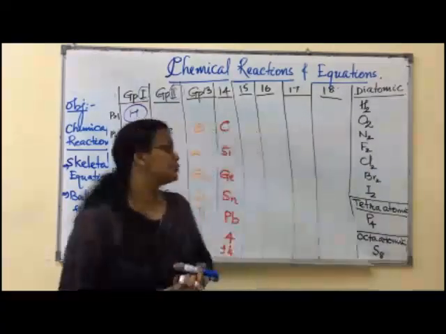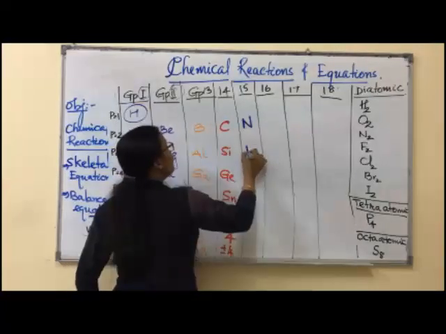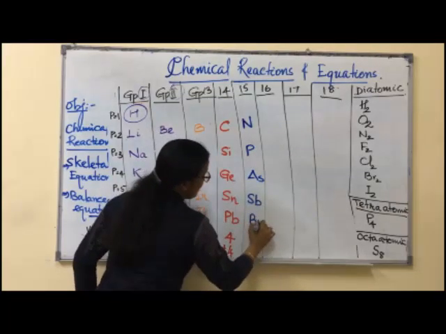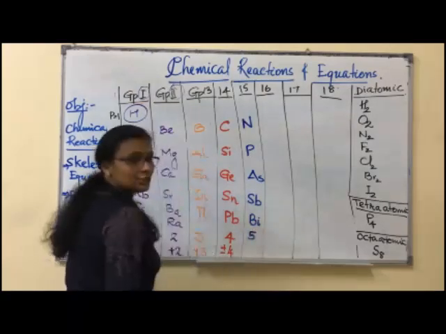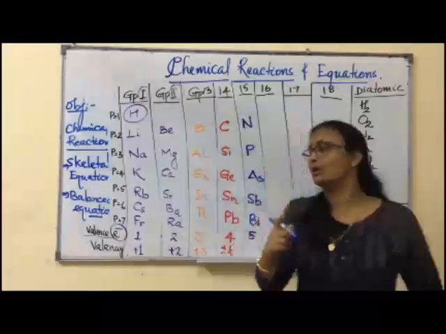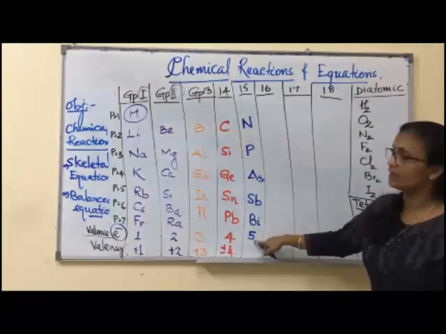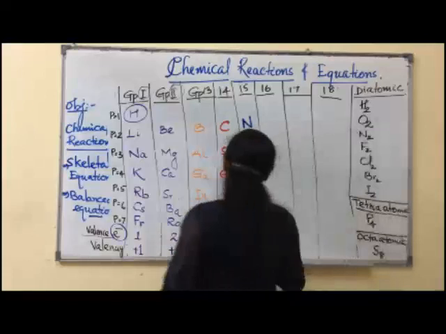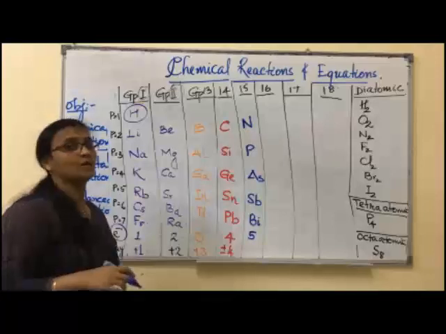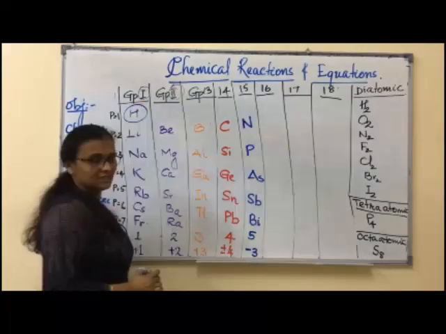Now coming to group 15 elements. They are nitrogen, phosphorus, arsenic, antimony, bismuth. They have 5 electrons in the valence shell. As there are 5 electrons, either it should lose 5 electrons or gain 3 more electrons to become octet. Losing 5 is a difficult task, so they will choose the easy task. They will try to gain 3 electrons. Gaining 3 electrons means gaining 3 negative charges. So its valency will be -3.